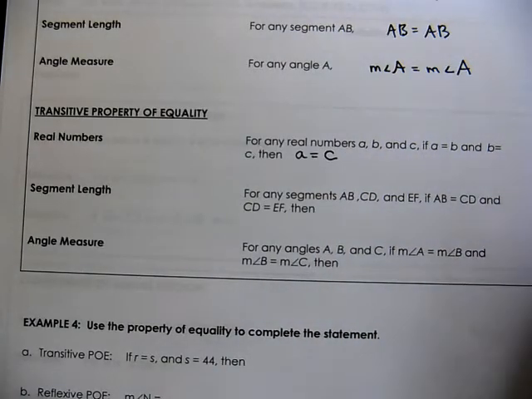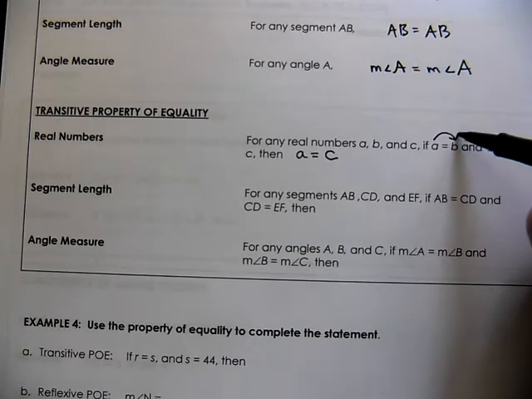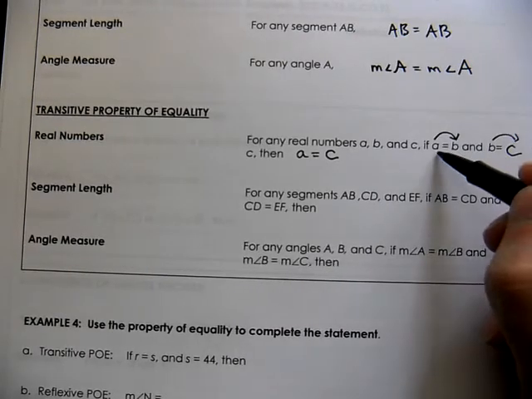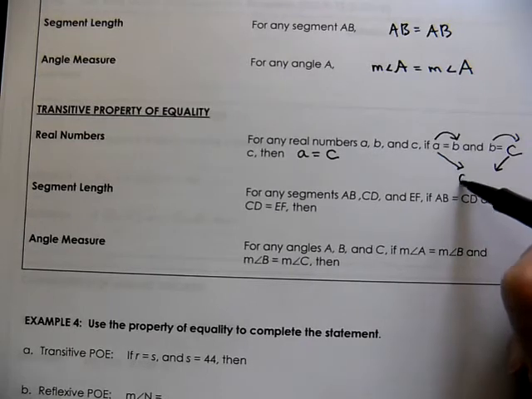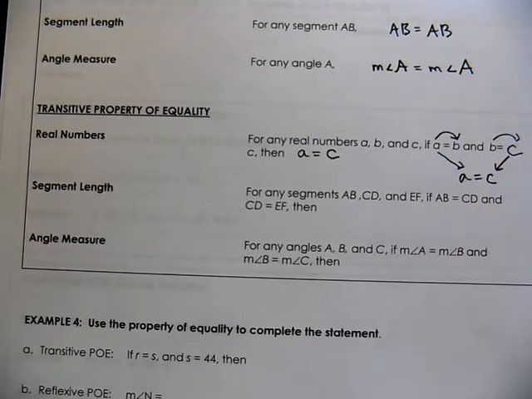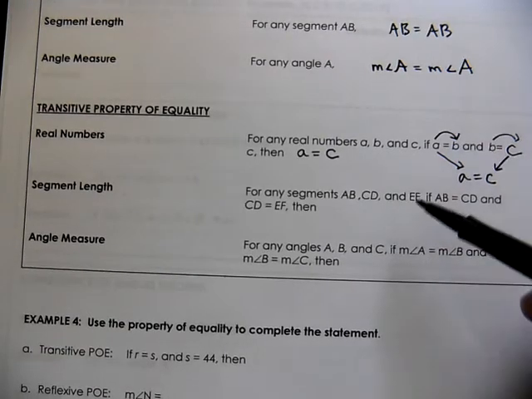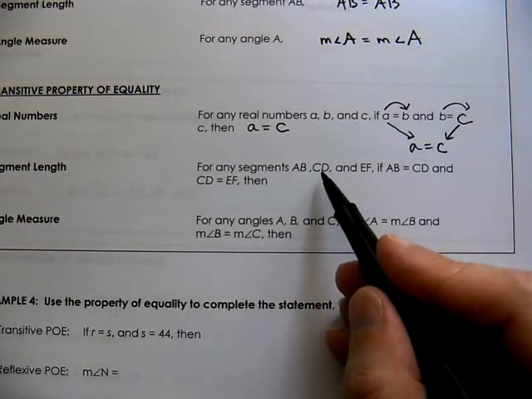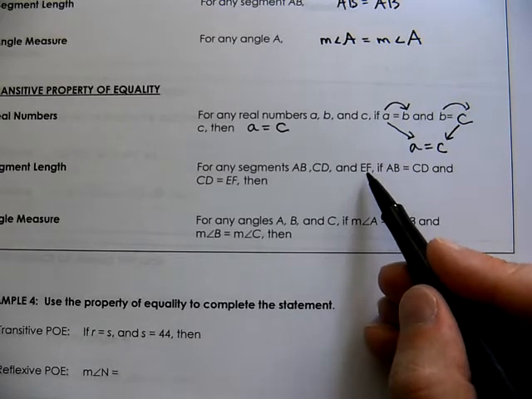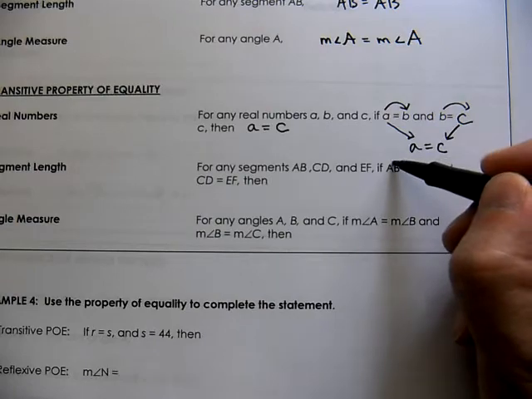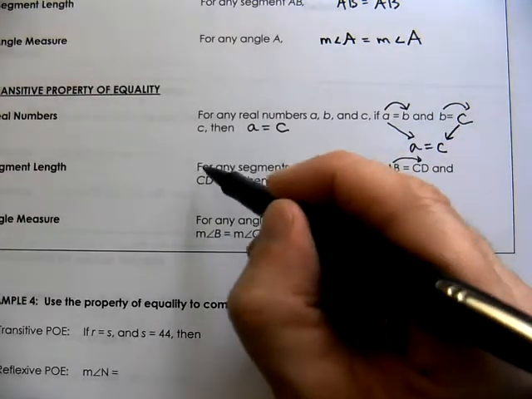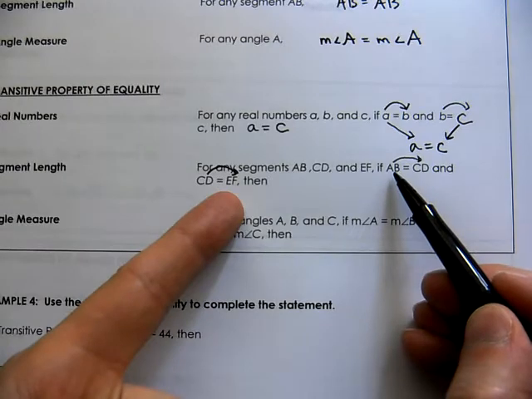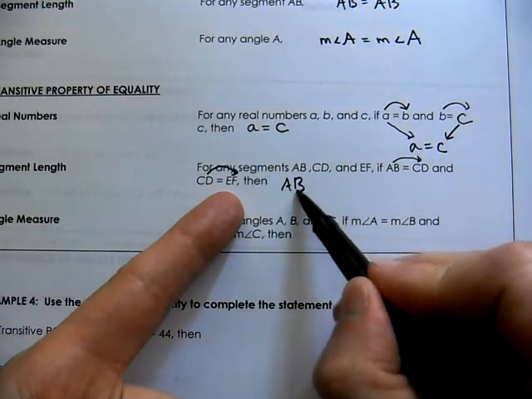So this is sort of the chain of effect. If the first number is equal to the second number B, and the second number B is equal to the third number C, then the first and the last must be equal to each other. They're all equal to each other, in other words. If it works for numbers, it works for segment lengths, because they're also numbers. So if we have a segment length called AB, and a segment length of CD, and a segment length of EF, we can link them together in a chain. So if we know that the first segment length is equal to the second segment length, and the second segment length is equal to the third segment length, then what do we know about the first and the third? How do they compare? The first length is equal to the last length.